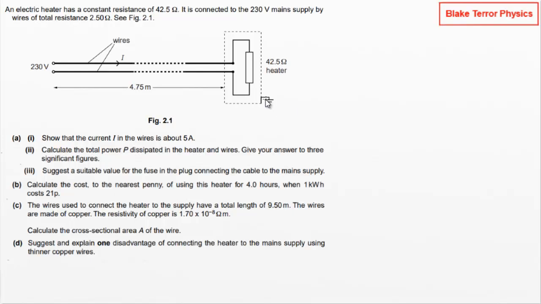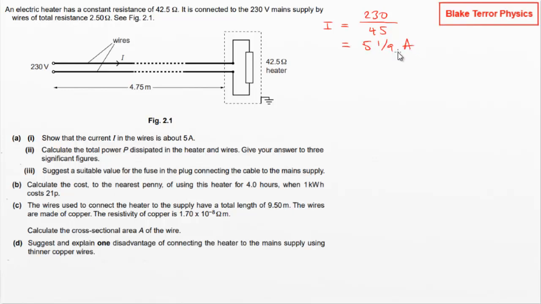Right, this is all in series. So the current is going to be the voltage, which is 230 volts, divided by the total resistance, which is 42.5 plus 2.5, so 45. So what have we got going into that? 5 45s are 225. So we're going to have 5 1/9.